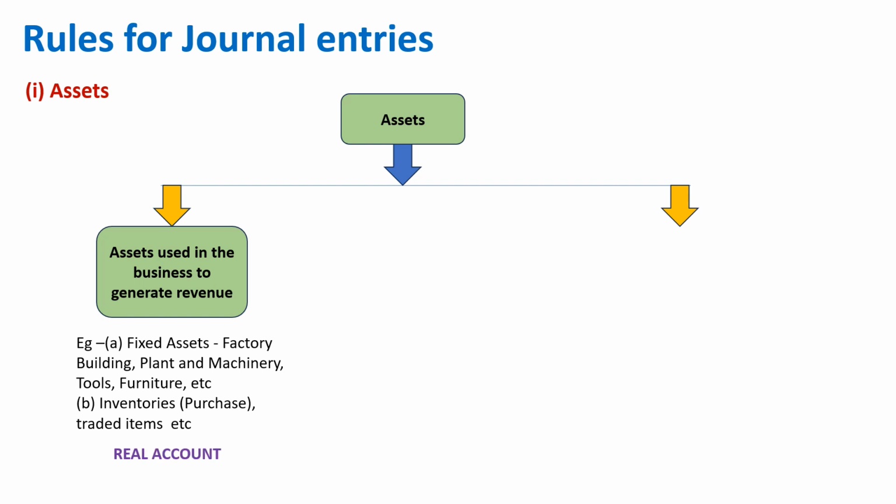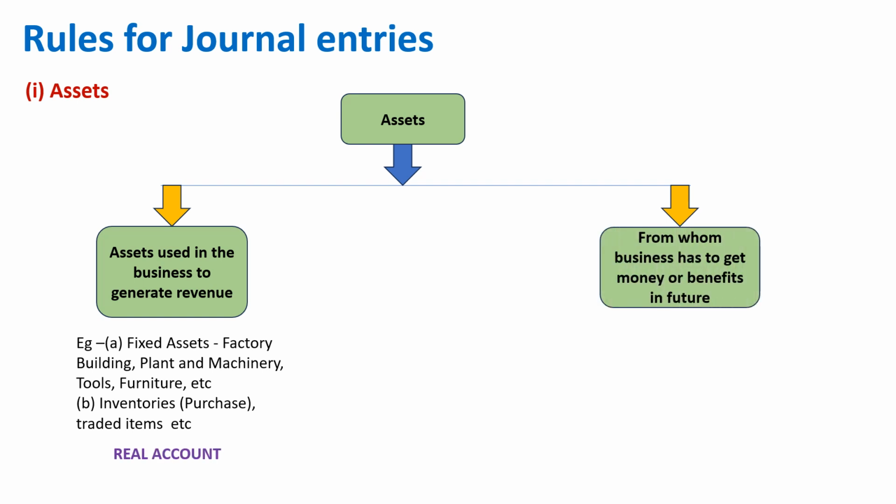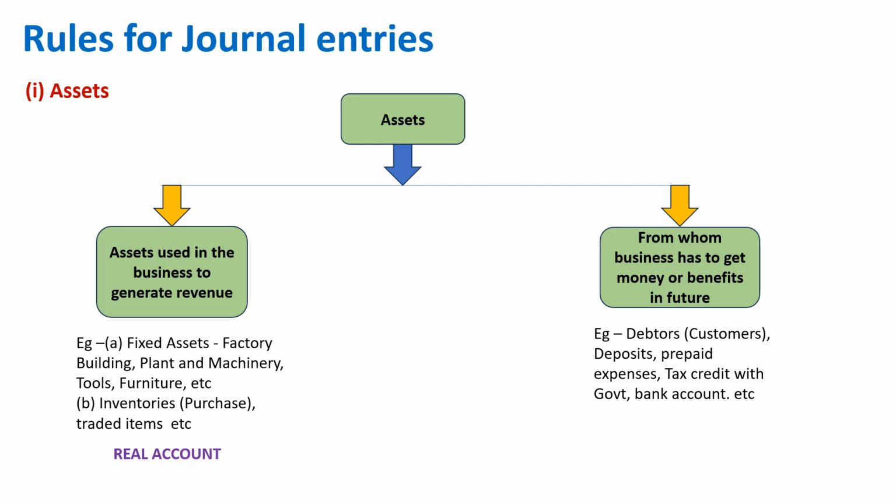Now, the other type is very important. The other type is from whom the business has to get money or benefits in future. On any given day, if you have to receive money from someone, then that person or that account has to be treated as an asset. For example, debtors. That means you have sold goods to the customer who has not paid you, so he is the person from whom you are going to receive money. So it is an asset.